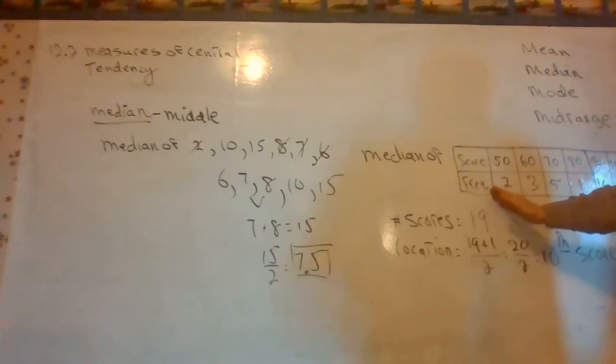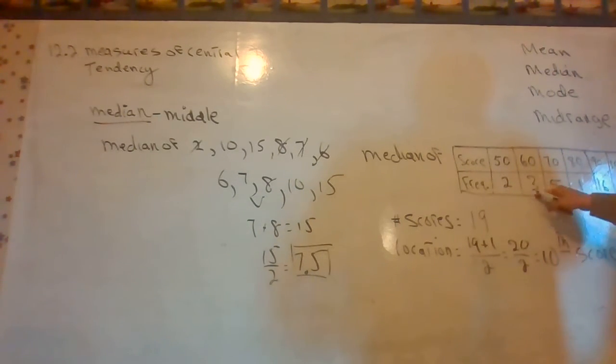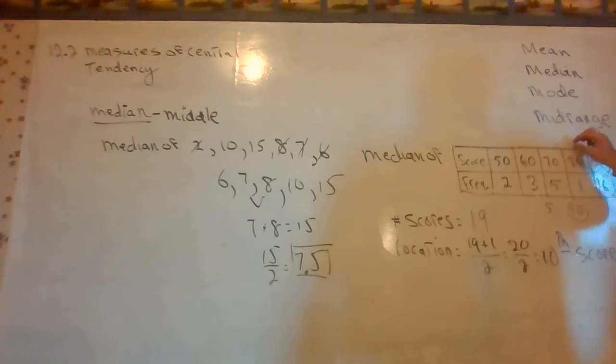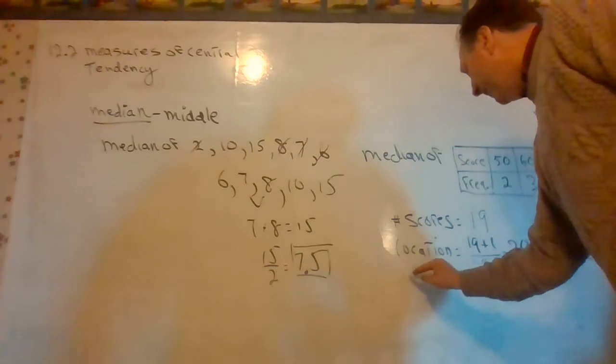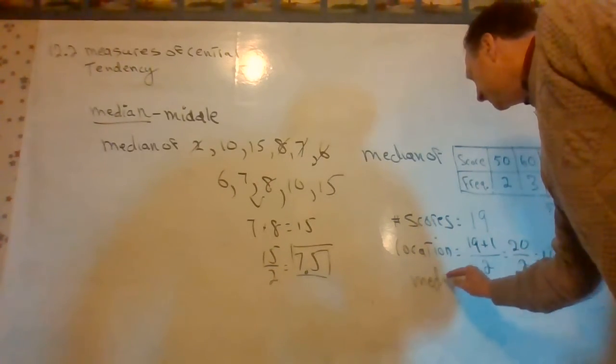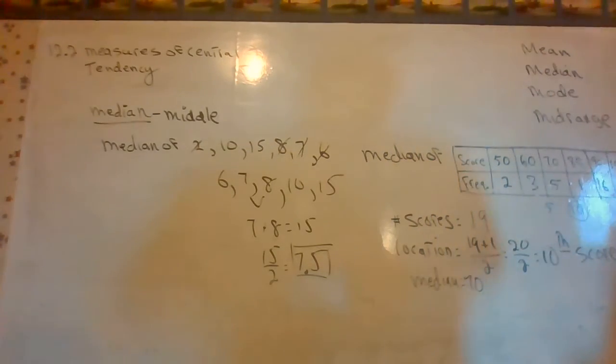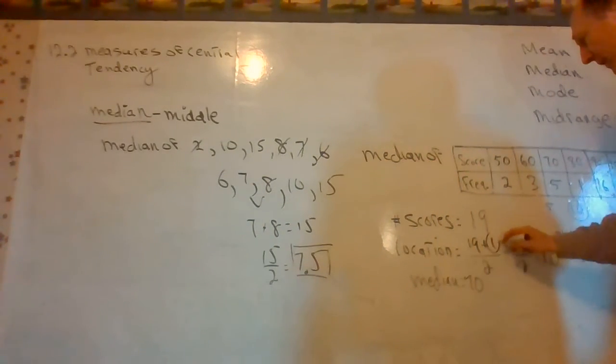And if you come from the right, there's 2. 2 and 3 is 5. 2 and 3 and 5 is 10. Okay, the 10th score is actually the last 70. If you list them out, it'd be 50, 50, 60, 60, 60, 70, 70, 70, 70, 70. We get to that last 70, the 10th score. So in this case, the median is equal to 70.